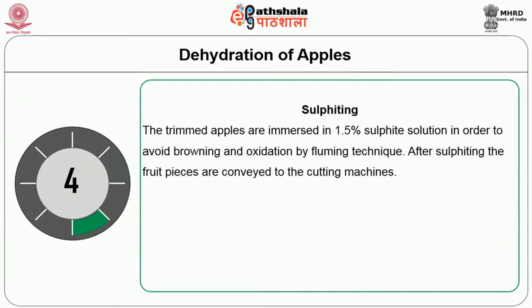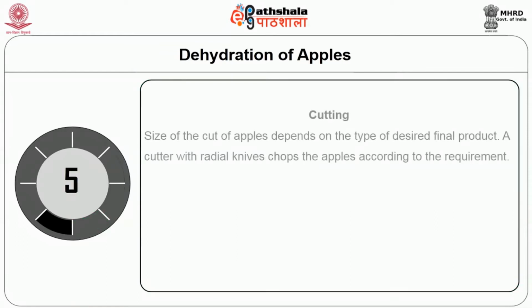After sulfiting, the fruit pieces are conveyed to the cutting machines. In the cutting machine, the size of the cut apples depends on the type of the desired final product. A cutter with radial knives chops the apples according to the requirement.